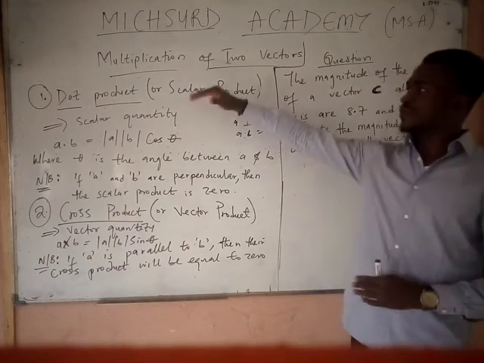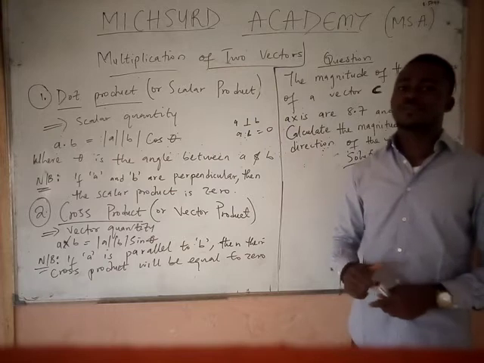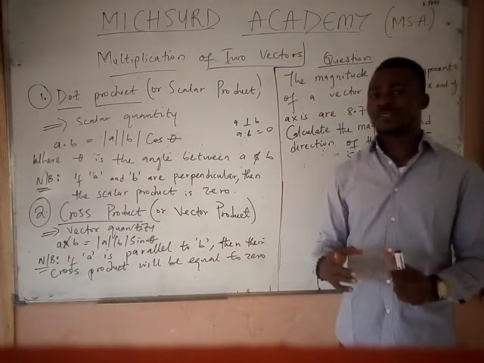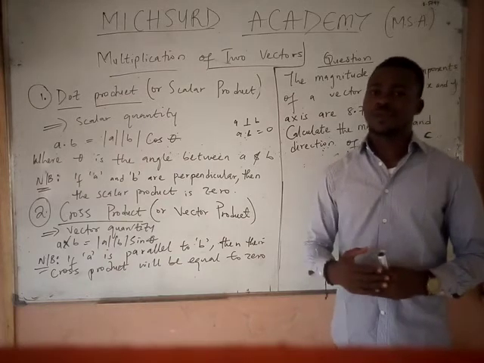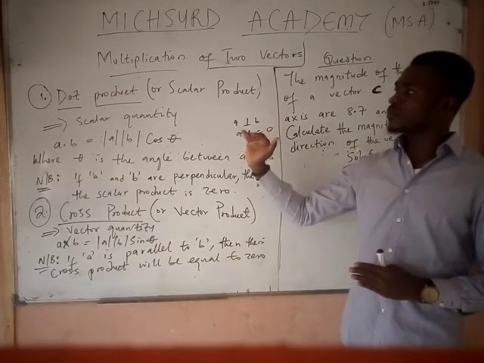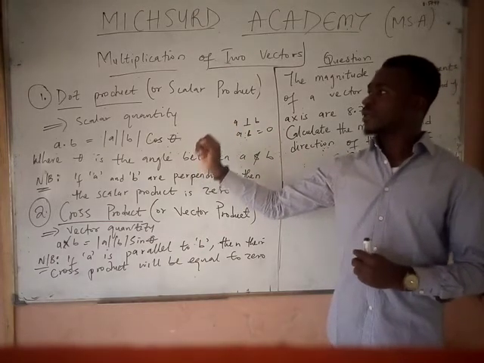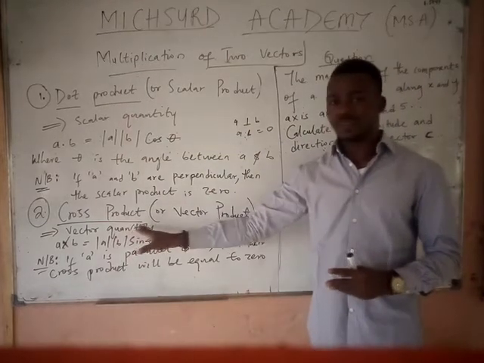So in today's class, we are going to be looking at the multiplication of two vectors. In our previous class, we saw that vectors are those quantities that have magnitude and direction. So today we look at the product of two vectors, particularly. And we are going to be having two cases: the dot product and the cross product.